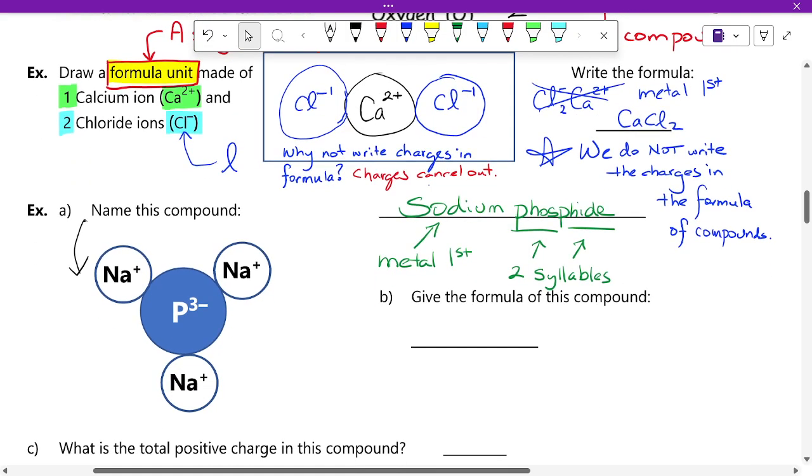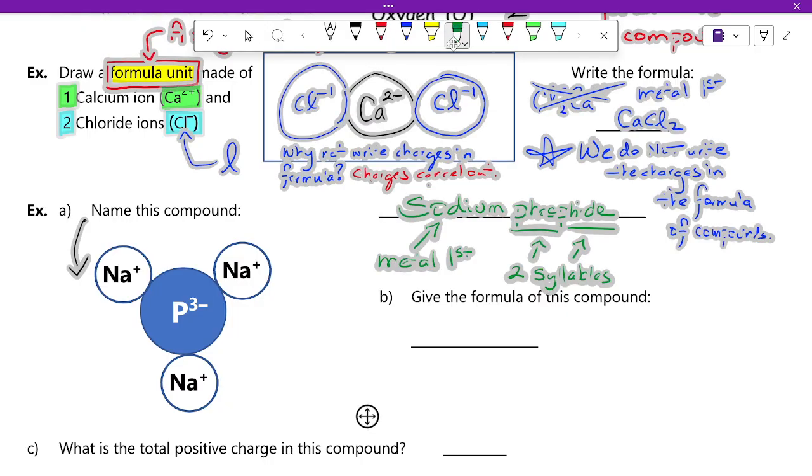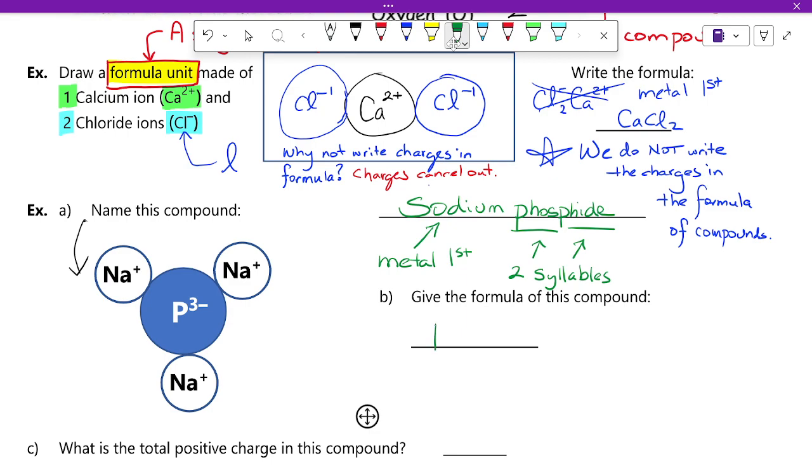What would be the formula of this compound? Na3P. We have 3 of the sodiums and 1 of the phosphides. The metal goes first, the nonmetal second.